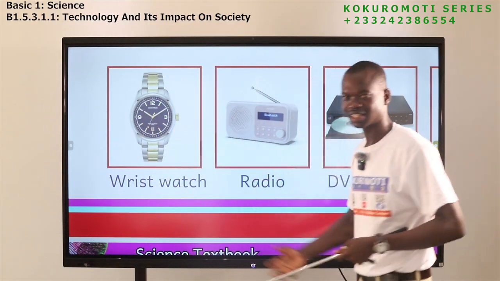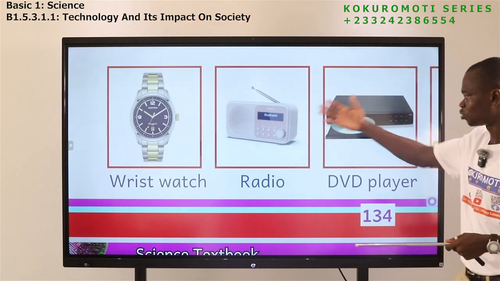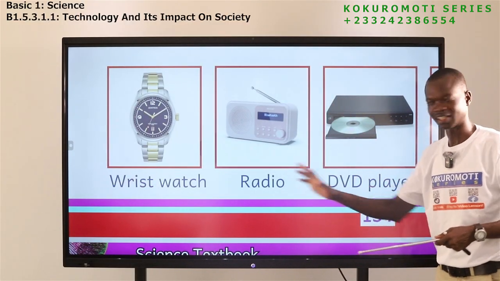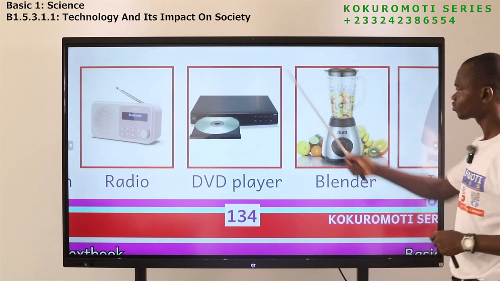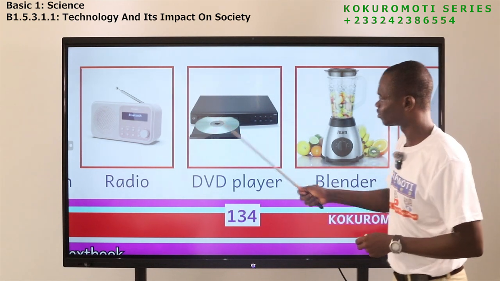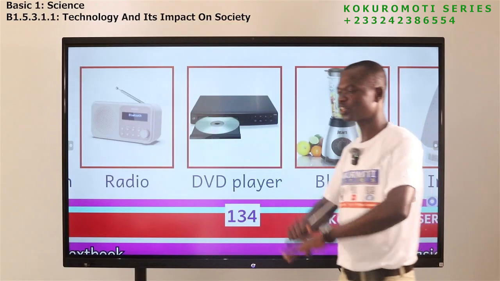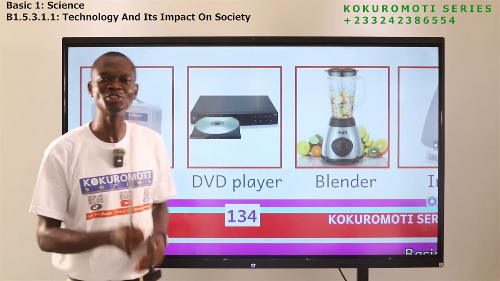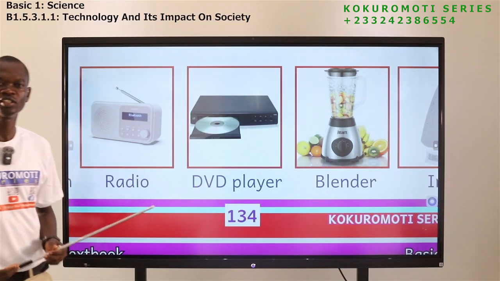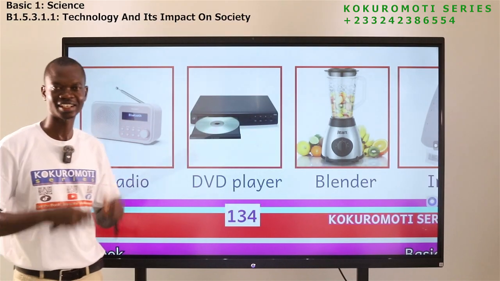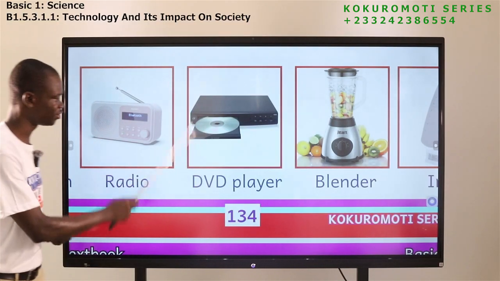We listen to news and other things on radio, and so this is radio. It's a technological device. Let's go to this side. This is DVD player. Those of you who see this thing, at first it was very common, but these days you don't see it in the system. But we use this to what? To play video, songs and other things. So this is what? DVD player.